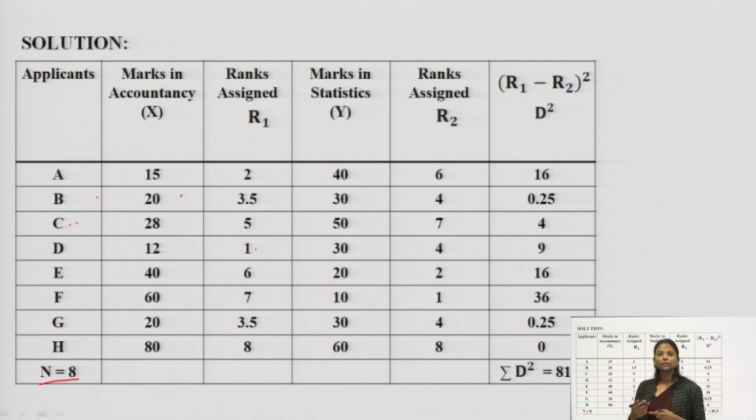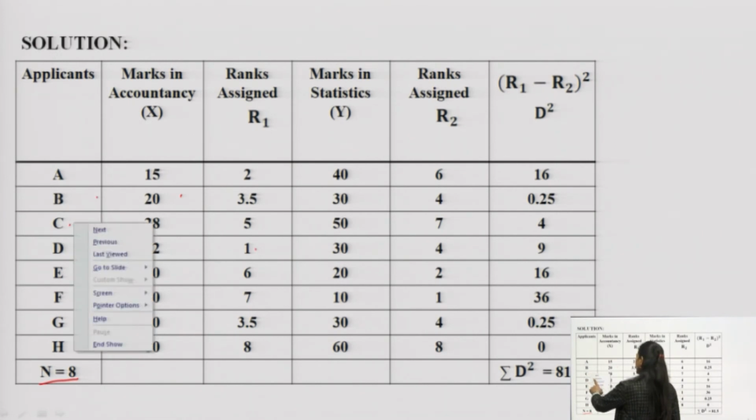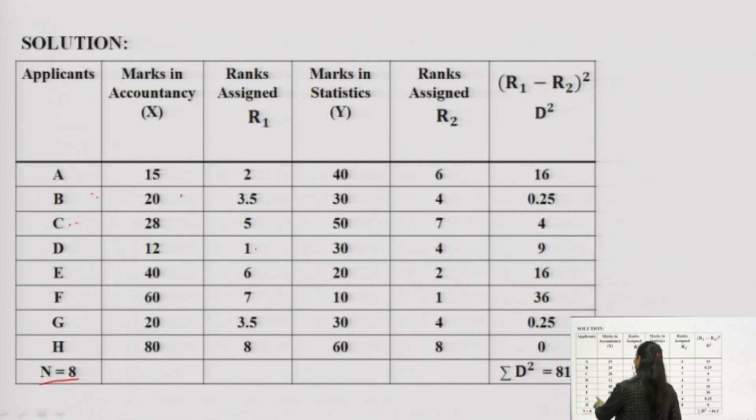I have not added the marks together, I have added the rank because we are finding out the rank. What we are doing here is, because B and G have obtained the same marks in accounts, the same rank has to be given to them. We cannot give the same ranks, we are supposed to obtain the aggregate of that rank. The aggregate here is of the third rank and the fourth rank.